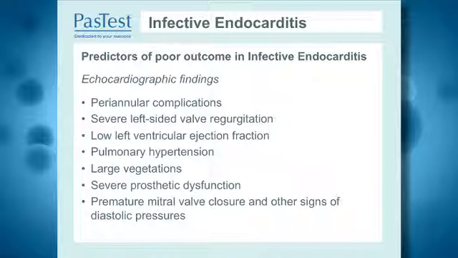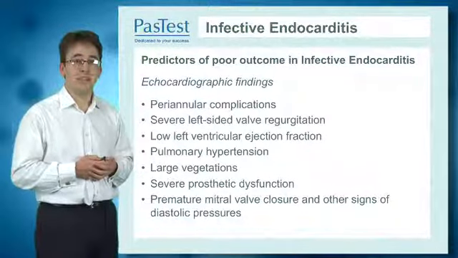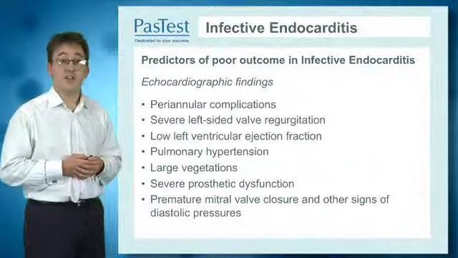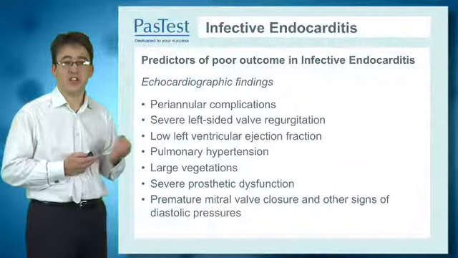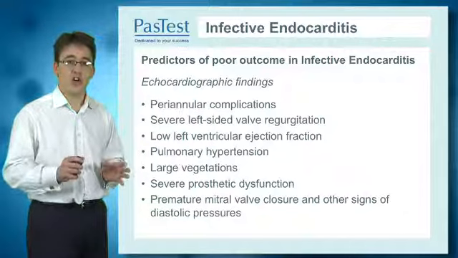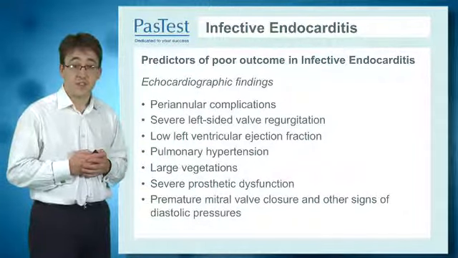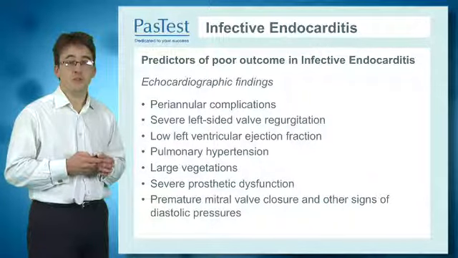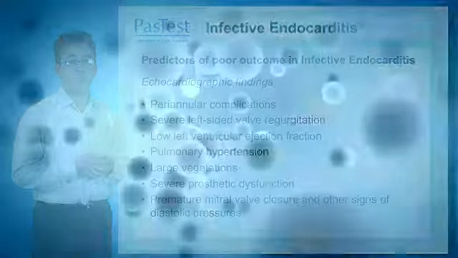Echocardiographic findings can also help us to predict who's got a poor outcome in infective endocarditis. The findings we'll be most wary of are those with periannular complications, severe left-sided valvular regurgitation, low left ventricular ejection fractions, pulmonary hypertension, very large mobile vegetations, severe prosthetic dysfunction, premature mitral valve closure, and other signs of diastolic pressure rise.